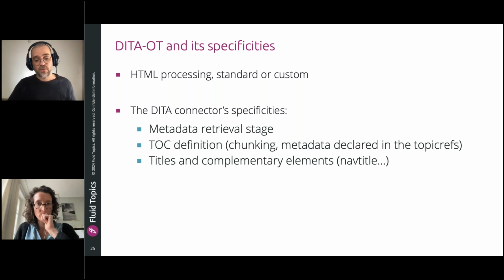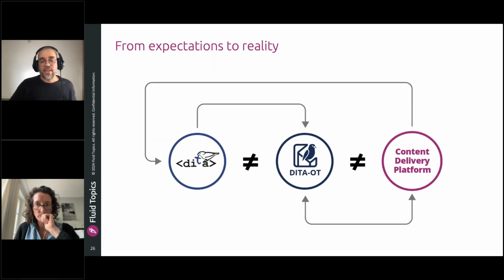So that means when you use a specific transtype such as HTML5, and you create your transformation with the post-processing, you may see that metadata is not reproduced exactly as you would intend, and it's because the DITA connector has its own specificities. And that's why we see in this diagram the interdependencies between the different bricks. We have DITA for the content authoring, we have DITA OT for the transformation, and we have the CDP for the delivery. But it's not that simple. It's not a straight line.